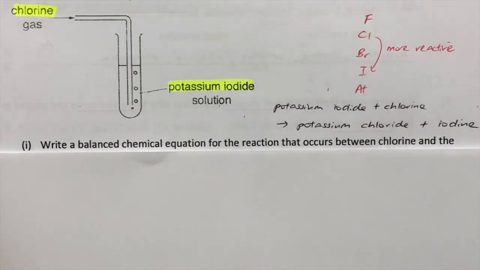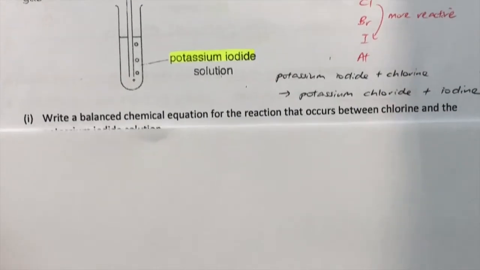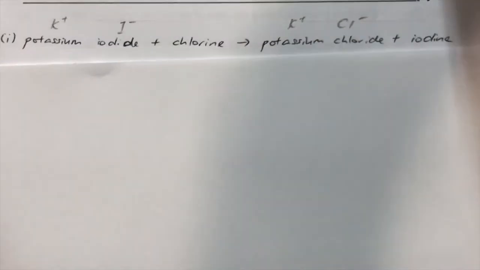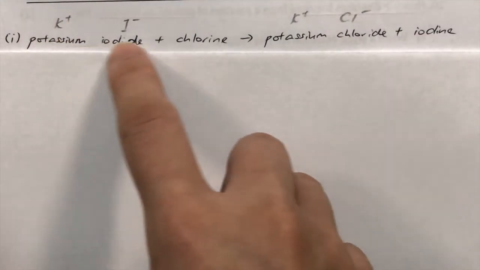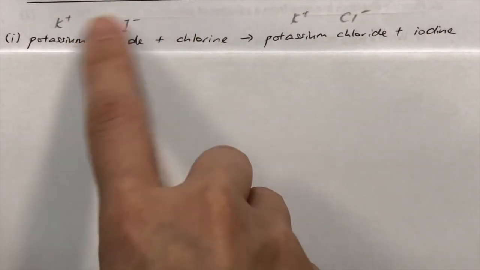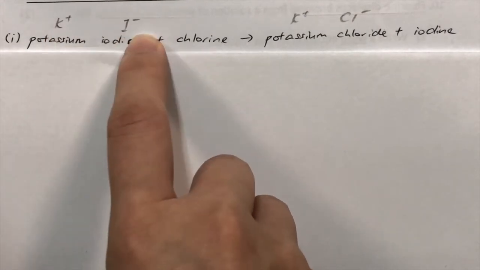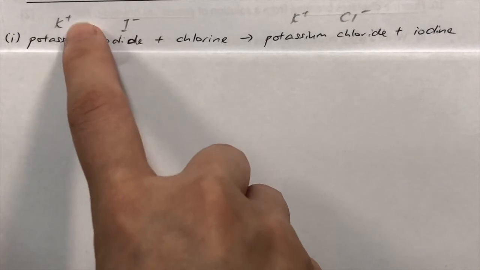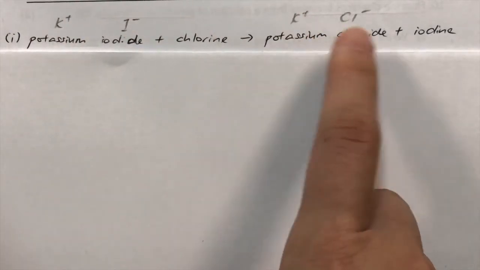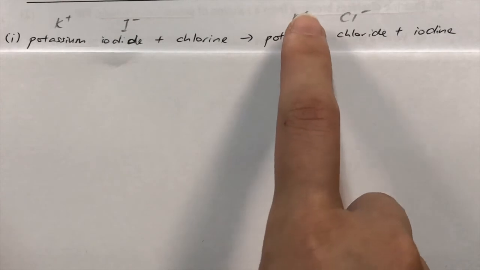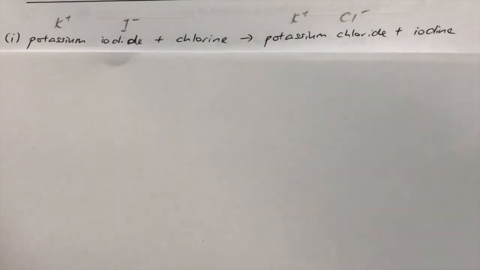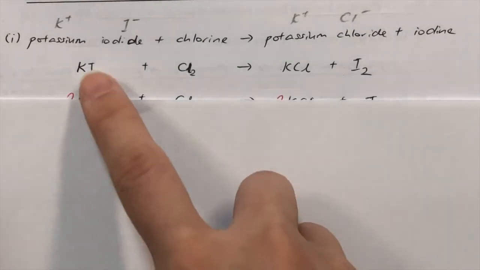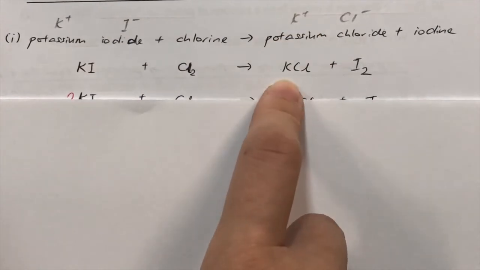So the next question says, write a balanced chemical equation for the reaction. So how do we start writing this balanced equation? First of all, using the space at the bottom, we will write the word equation. So the word equation is as follows. After that, potassium iodide is made up of metal and non-metal, so we use the charges of the ions, which is K plus and I minus. Same for this, metal and non-metal, so it's ionic, so we use the charges of the ions. And as the charges of the ions are balanced, we get KI and we get KCl because the charges are balanced.